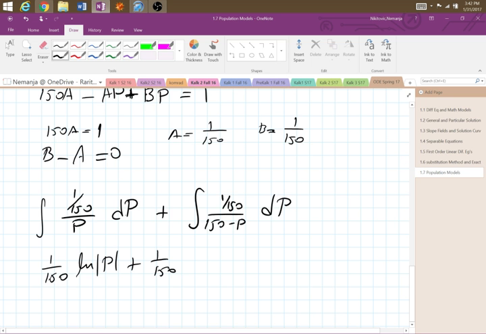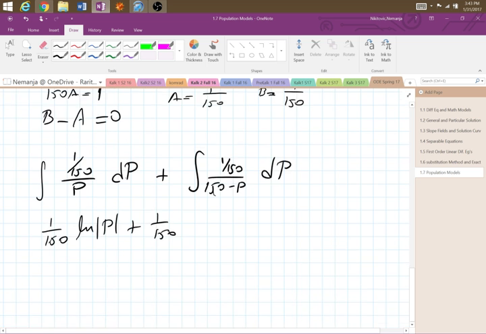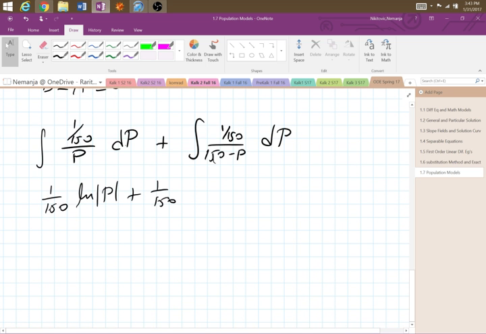And now, how do we integrate this? We have a negative in front of P. All right, so here, I'll copy it one more time so you can stare at it. What's the way to do this?